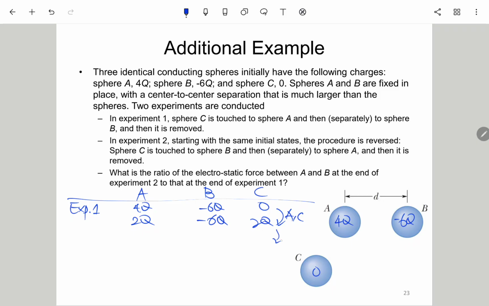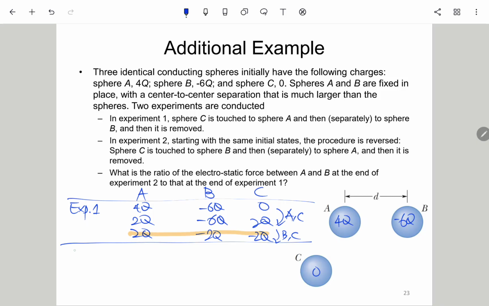So the final step is touching B and C. B is negative 6Q, C is 2Q, so the total is negative 6Q plus 2Q, which is negative 4Q. Equally distributed, it will be negative 2Q and negative 2Q, and 2Q for sphere A. So this is experiment 1, and this is the final state.